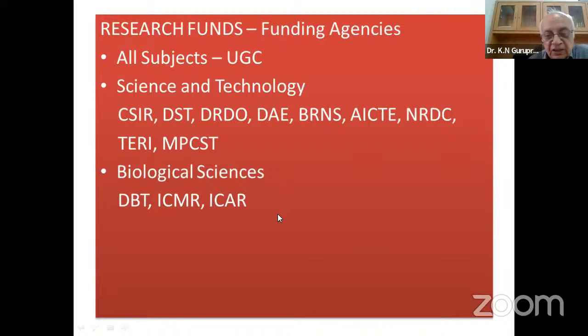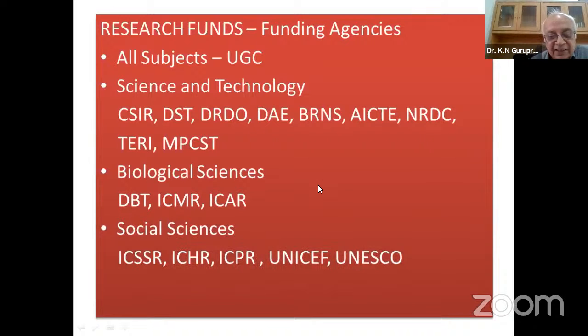Now there are certain special agencies that fund research only in biological sciences, like DBT, Department of Biotechnology, then ICMR, the Indian Council of Medical Research, or the Indian Council of Agricultural Research. So these are some of the agencies which fund projects in specific areas. Then there are also specific agencies for social sciences. Some of you working in social sciences may be familiar with these, like the Indian Council of Social Science Research, or the Indian Council of Historical Research, and international bodies like UNICEF and UNESCO also fund research projects in colleges and universities.